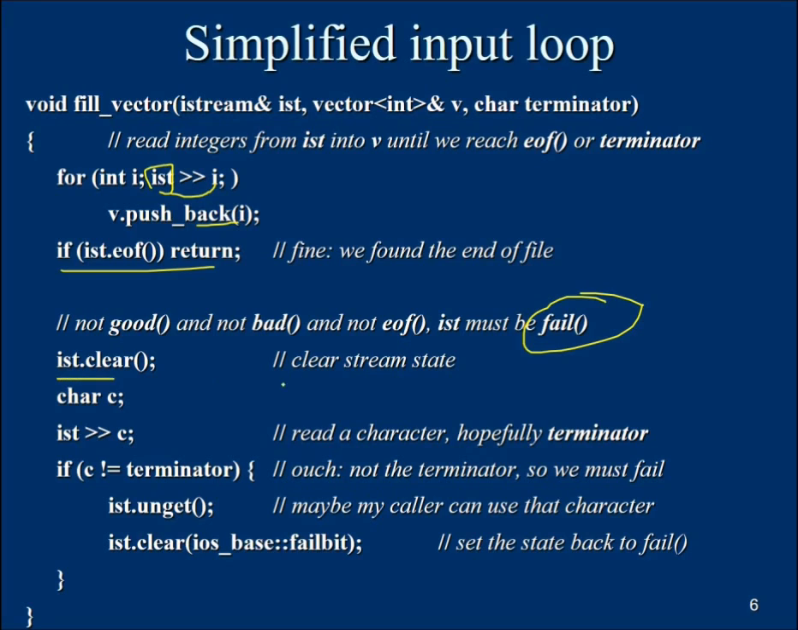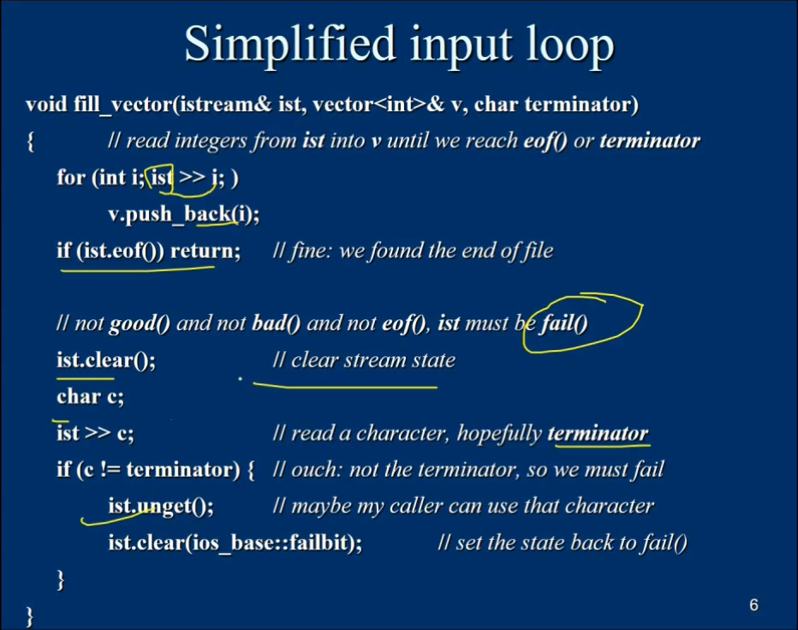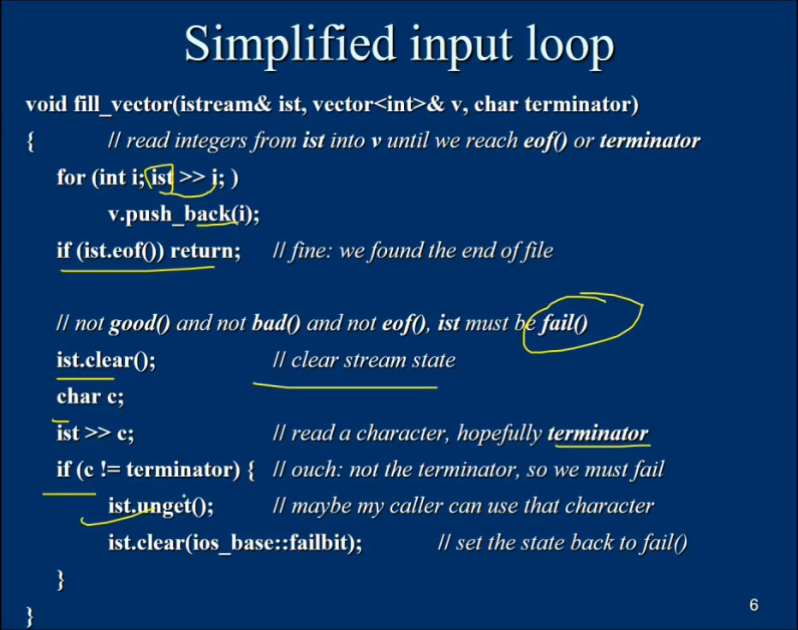So ist.clear clears the stream state, and we try to find out the character, and we read the character. Hopefully it should be a terminator, and if it is not, it must fail. So maybe my caller can use that character. Okay, so we set the state back to fail. Not much of a difference, same thing, but we have got rid of some of the failing stuff and reduced it down to just checking the character.